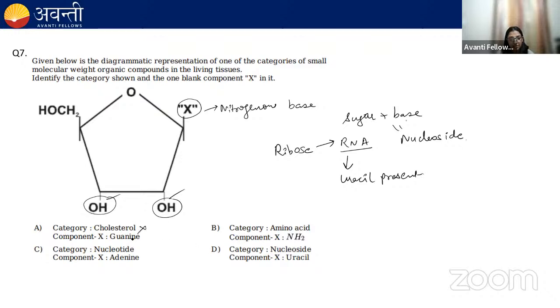So it's not a cholesterol, it's not an amino acid, it's not a nucleotide because there's no phosphate group. It's a nucleoside because there's only a sugar and X is the nitrogenous base. So it's a nucleoside and X is uracil because the ribose sugar is present in RNA. So the correct option is D.